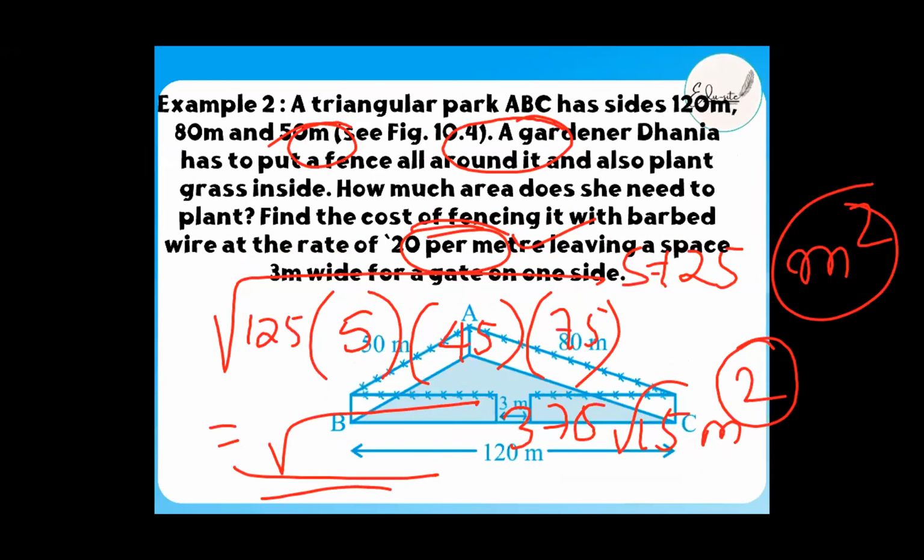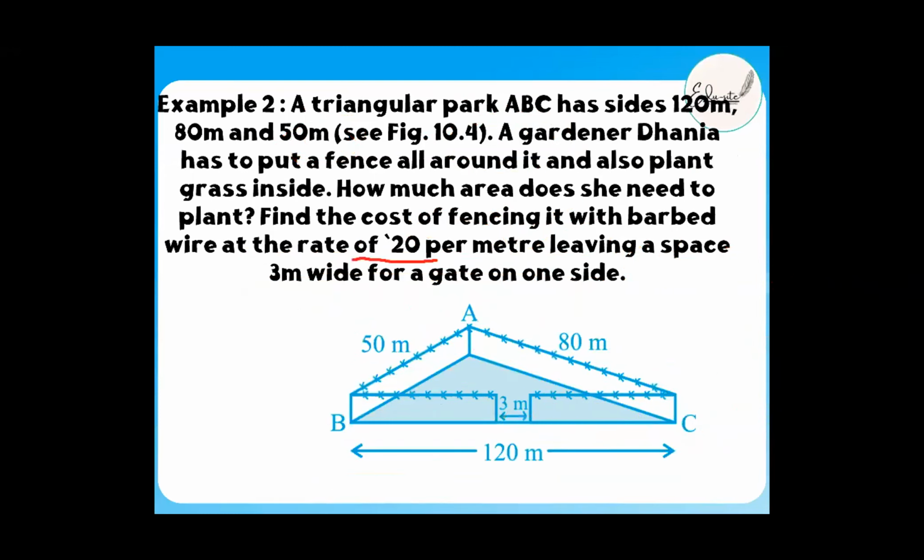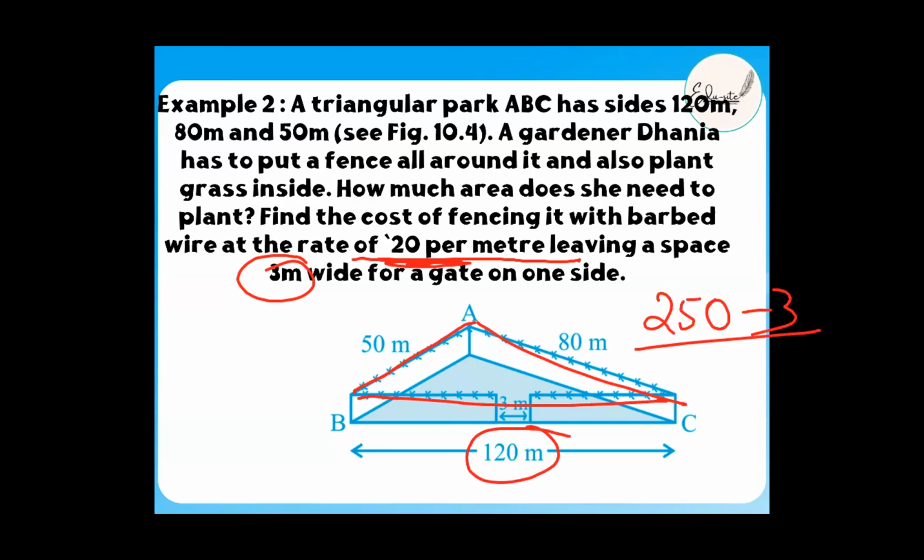You have to calculate how much money is spent, right? Per meter, they are calculating rupees 20 per meter. Leaving the 3 meter wide for the gate on one side, they're just subtracting 3 meters. So what is 250 here? This one plus this one plus this one, the perimeter, 250. From 250 minus 3, it is just 247. Now for 247 meters, you have to calculate the money they are going to spend.